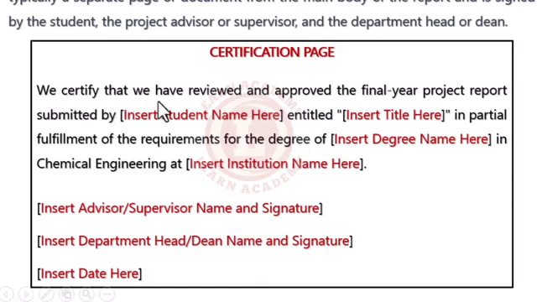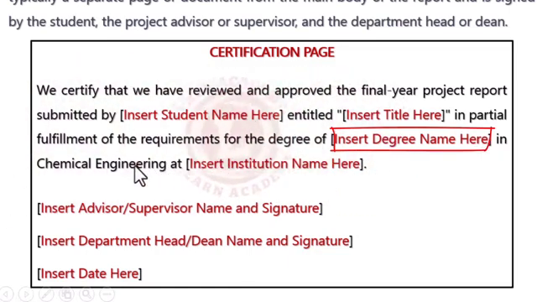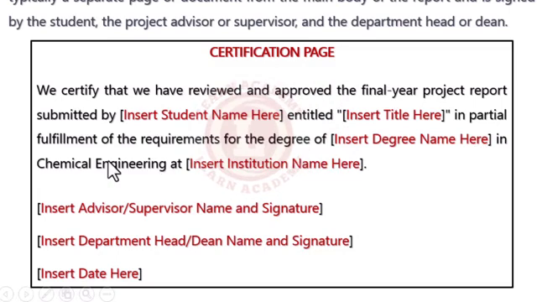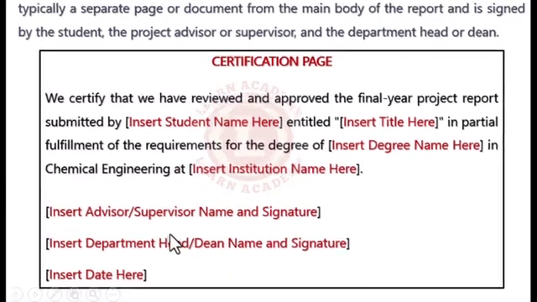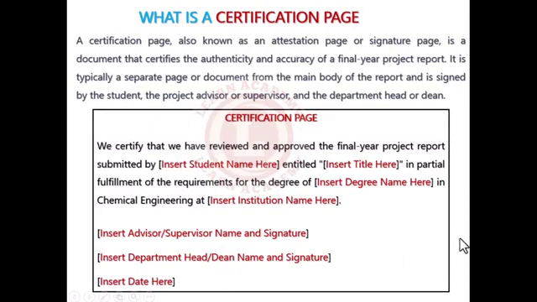So look at this. We certify that we reviewed and approved the final year project report submitted by, so your name will be here, entitled, that is, you insert the title of the project here, in partial fulfillment of the requirement for the degree, or you insert the degree name here, in Chemical Engineering. If yours is business, you have to put business studies or business administration, computer science, or otherwise. Then you insert the institution name there, then your supervisor, the department head, then of course the date.